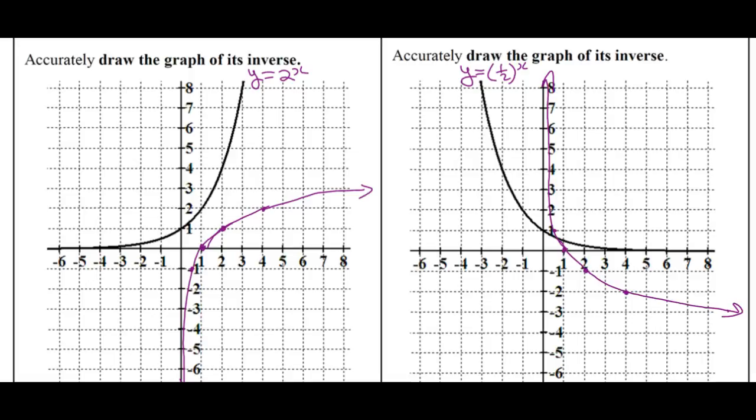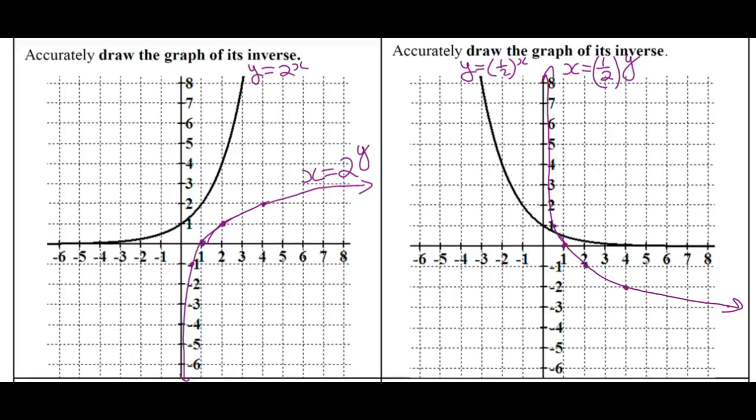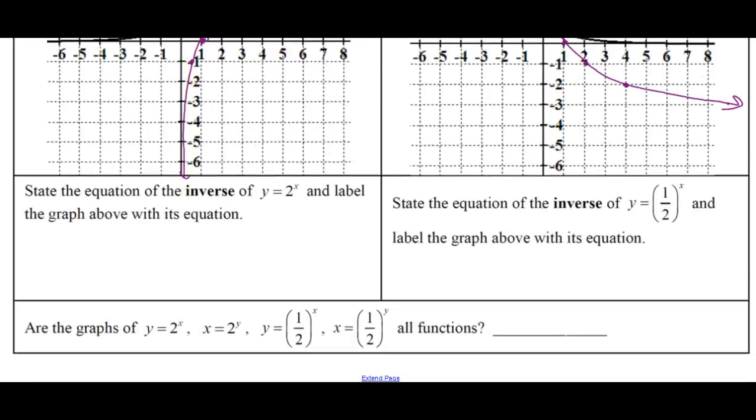And I suppose we should label these because we labeled the other ones. So this is x equals (1/2) to the y, and this guy is x equals 2 to the y, right? Because for the inverse function, we interchange x and y. All right, everybody good with this? State the equation of the inverse and label it. So it's x equals 2 to the y, and state the equation of the inverse. So this is x equals (1/2) to the y.